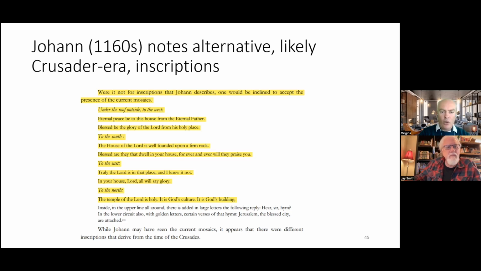In your house, Lord, all will say glory. And in the north, it says, the temple of the Lord is holy. It is God's culture. It is God's building.